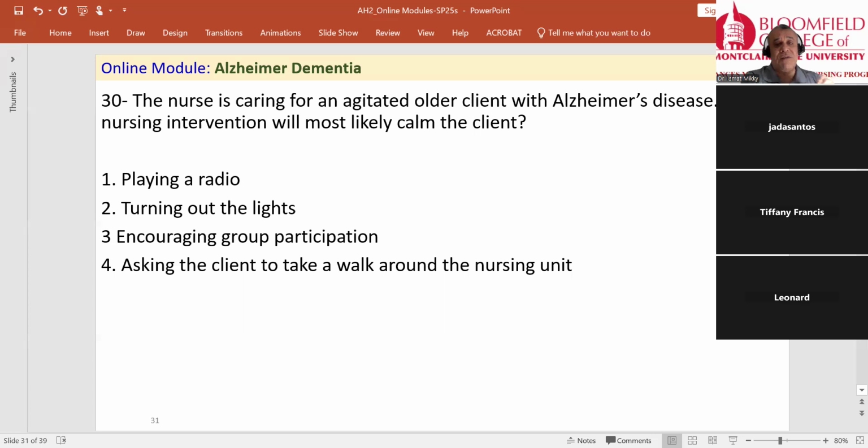So the nursing interventions for Alzheimer's clients with agitation should include the distraction strategy, distracting the patient, asking the client to take a walk. I'm not sure if you have dealt with agitated Alzheimer's cases. Very challenging and very difficult to take care of them. And you'll find that the distraction, most of the time, would work with them.